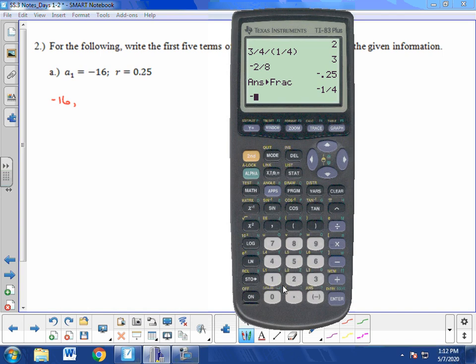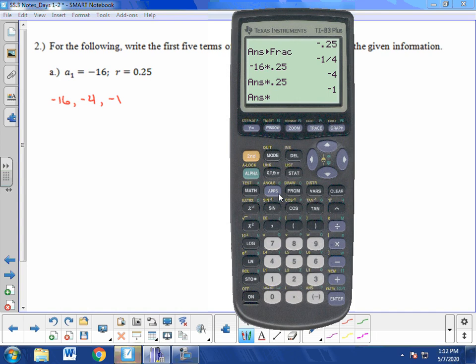So what I'm going to do here is take negative 16 and multiply by 0.25. If you divide it by 4, that would be the same thing. That's going to give me negative 4. Then I'm going to repeat this process. Multiply by 0.25 or divide by 4, the same concept, and get the next term in the list.